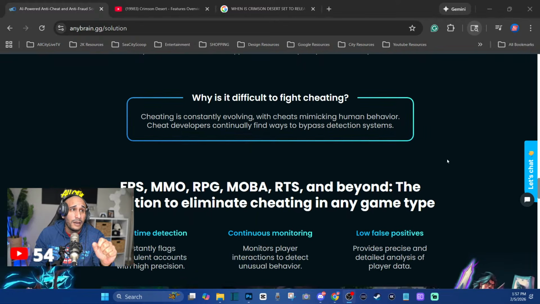Cheating is constantly evolving, with cheats mimicking human behavior, and that's what they attempt to do. But with the naked eye, you're not going to be able to see or notice a cheating device in operation. But when you go down to the pixel level, you'll see these minor adjustments.